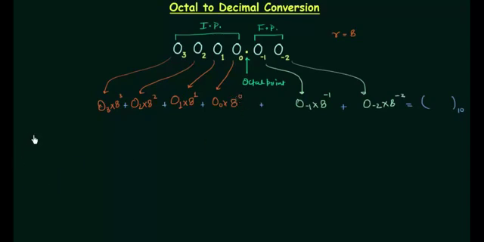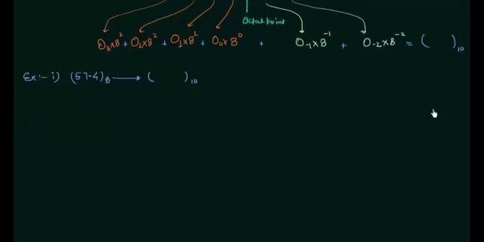Now we will move to the first example. The octal number is 57.4. This is an octal, and we want the decimal equivalent of this number. We will follow the same procedure. I will multiply this 7 by 8 raised to power 0. Then I will multiply 5 by 8 raised to power 1, and then I will multiply 4 by 8 raised to power minus 1.